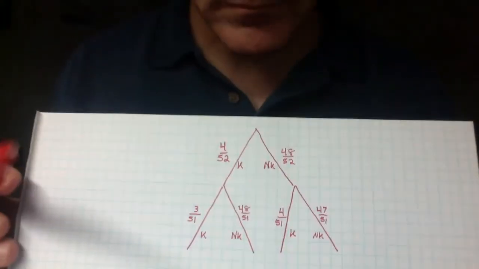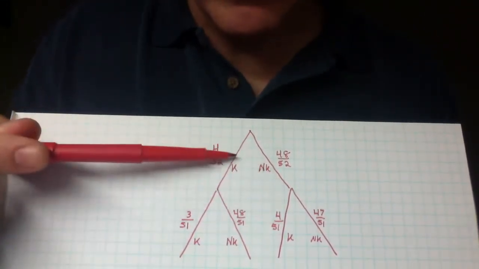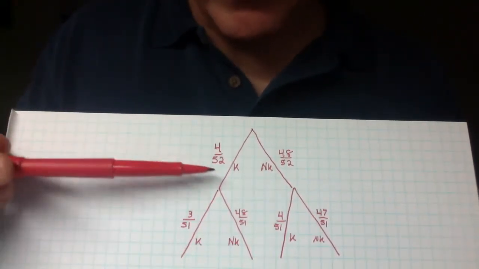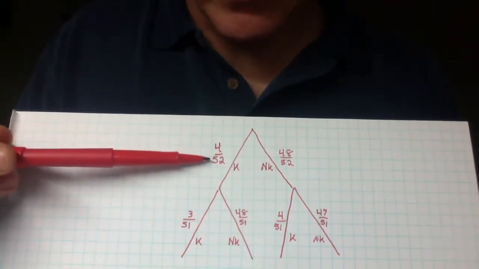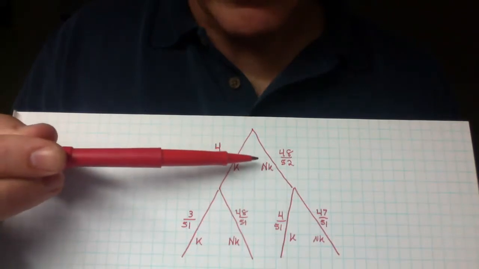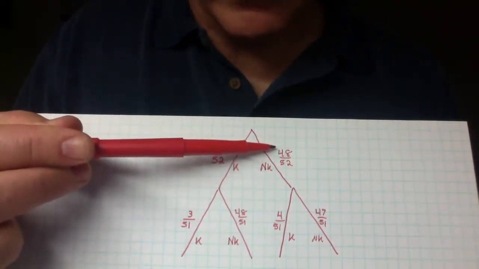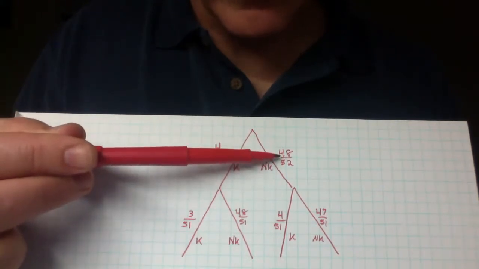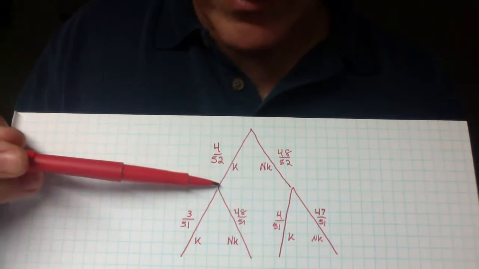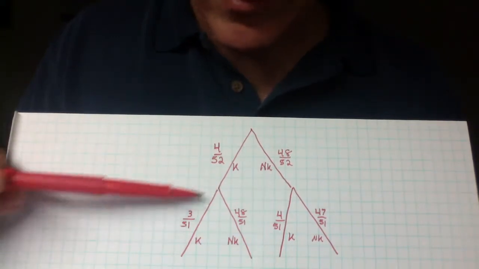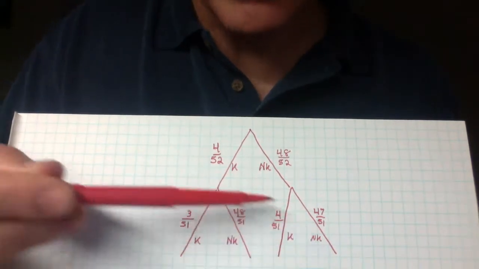So on my first draw, that's represented by these two, I have the option of getting a king, and there are 4 kings out of 52 cards. And then there is also a chance of not getting a king, and there are 48 cards that are not kings out of the 52. Now, I'm traveling down the path, and then I'm on my second draw, so I could have a king or no king. I could have a king or no king.